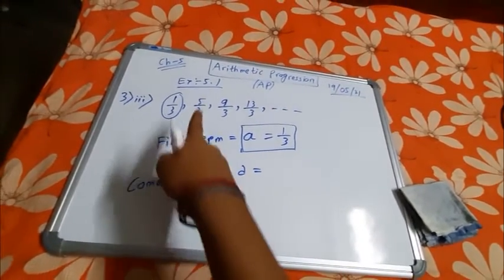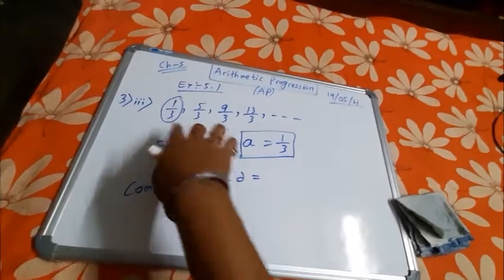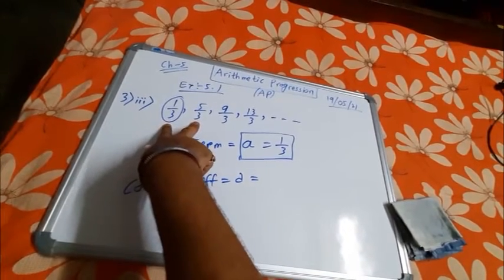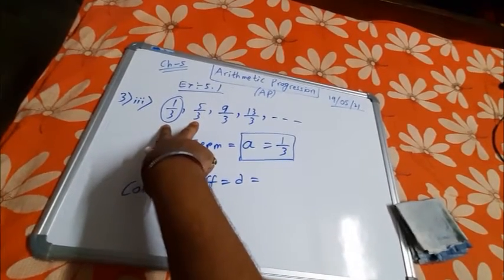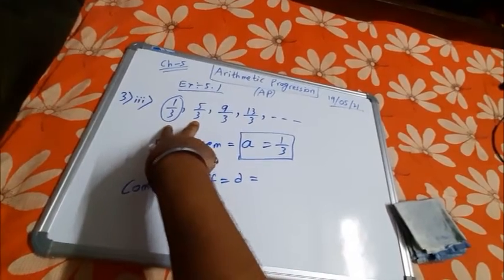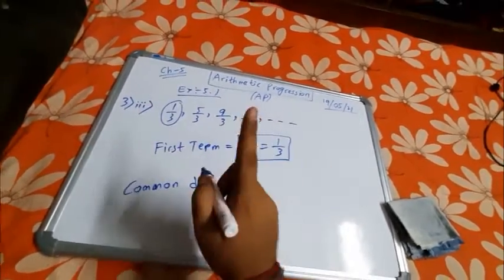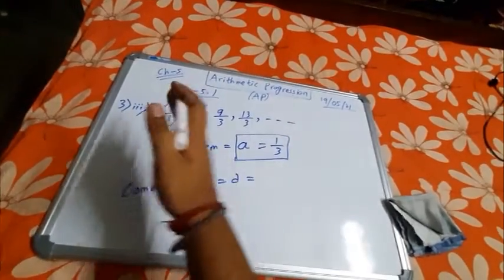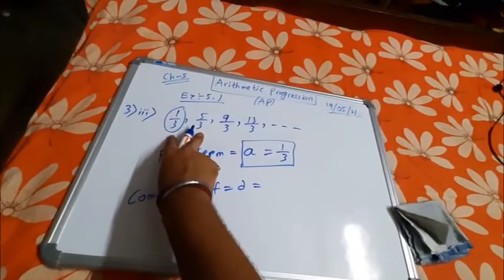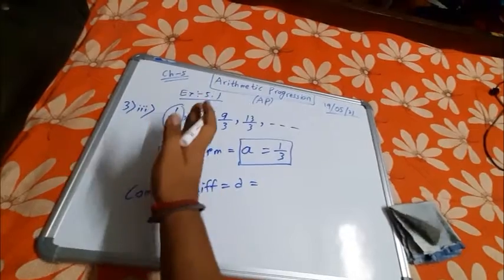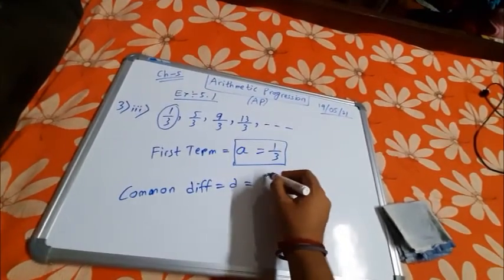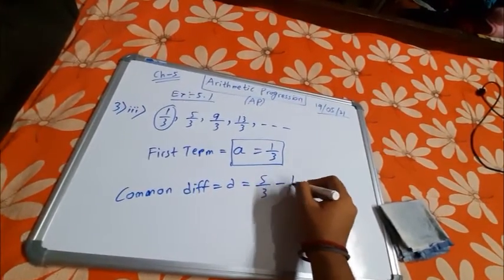Let me take the simple one, that is these 2, the first 2 consecutive terms. Which one from which? Subtraction means something minus something, so which one minus which one? I will always consider right minus left. Always remember this: right term minus left term. So 5 by 3 minus 1 by 3.